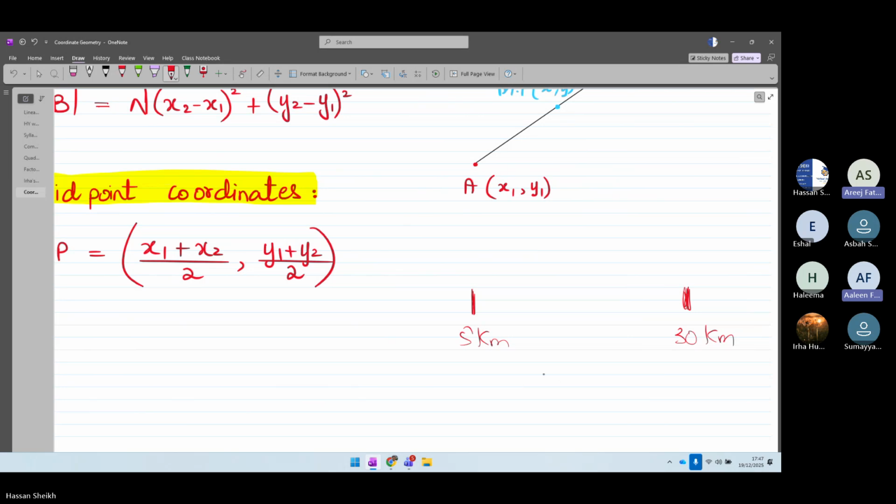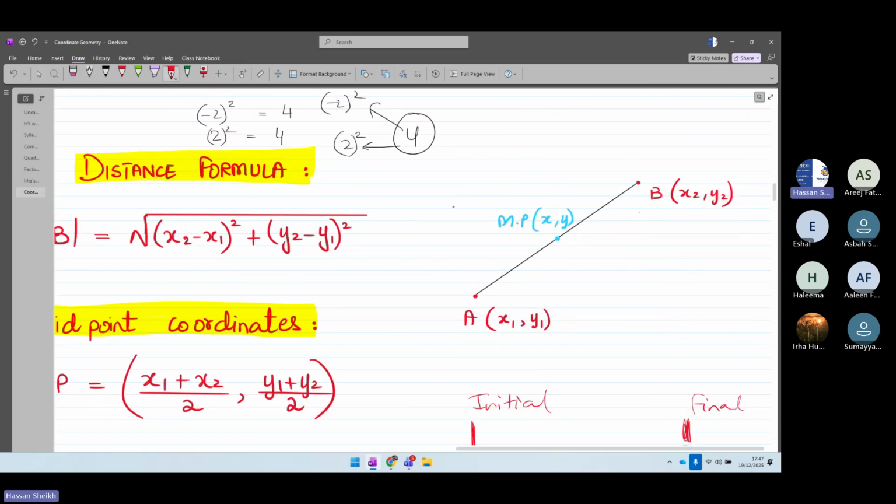25 kilometers. How? By subtracting the initial point from the final point. 25 kilometers, agree? By subtracting the initial point from the final point? Yes. So what is the final point?